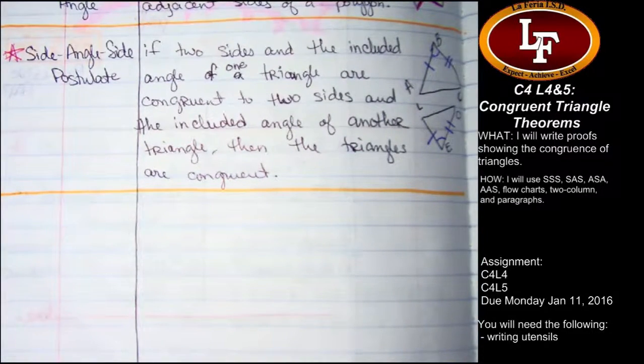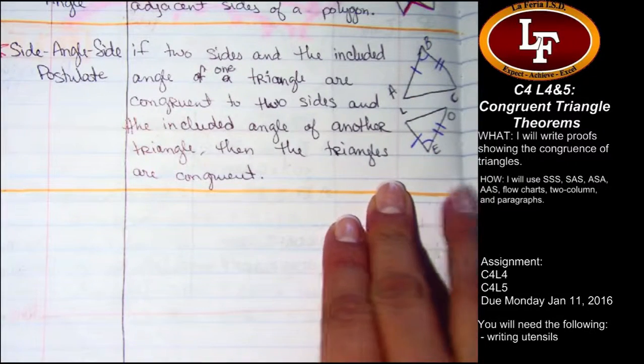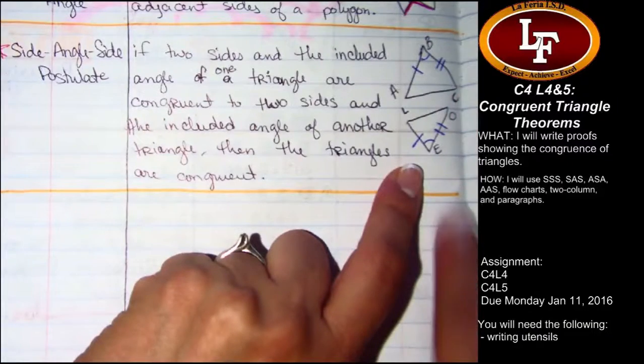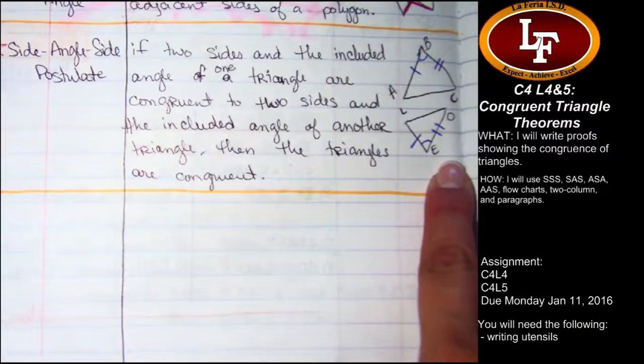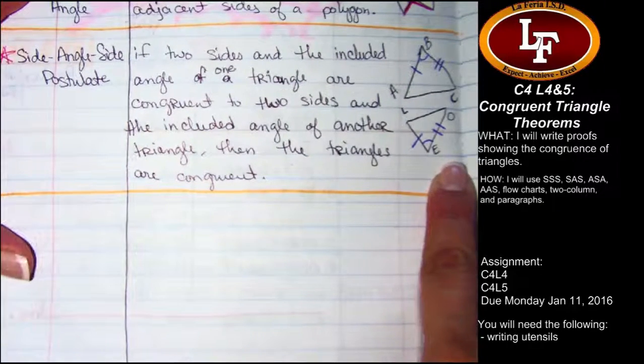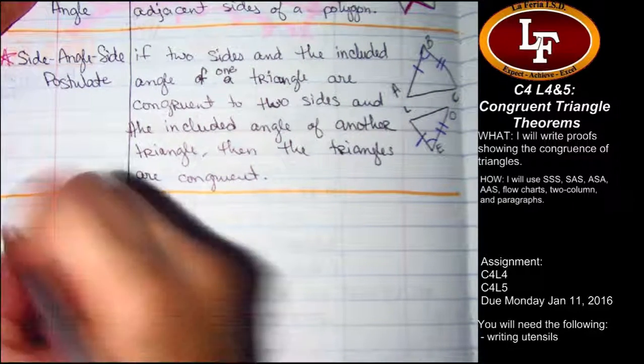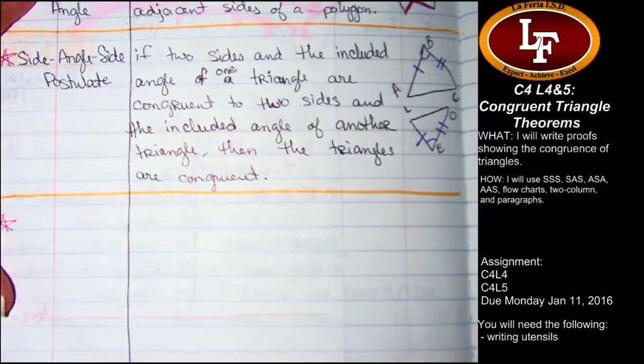Is it a C, this one here? Yeah, it's a C. And then OE. I'm all confused. I live 5 miles away and I have to walk home.